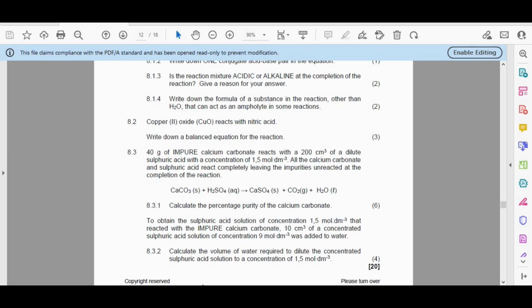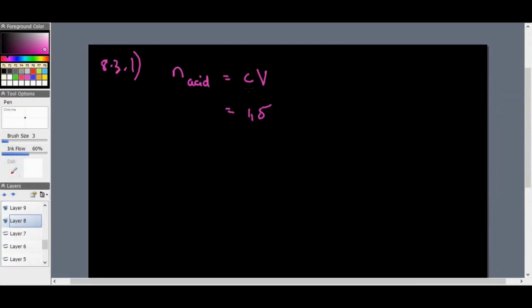40 grams of impure calcium carbonate reacts with 200 cubic centimeters of a dilute sulfuric acid with concentration. Okay, great. So you have to calculate the amount of moles of the acid. So 200 cubic centimeters divided by 1,000 to get it into decimeters cubed. All right, that's 0.2. So 1.5 times 0.2. That gives us 0.3. So we've got 0.3 mole.